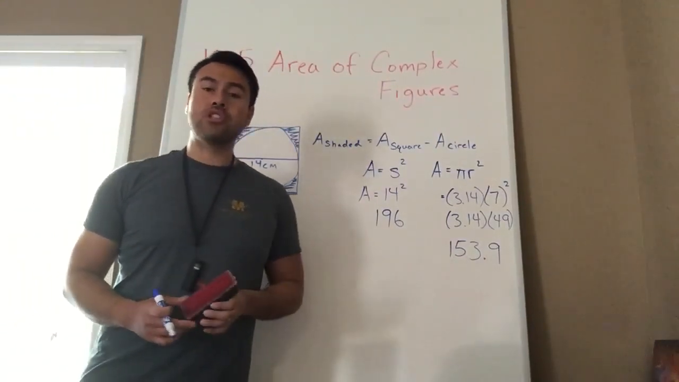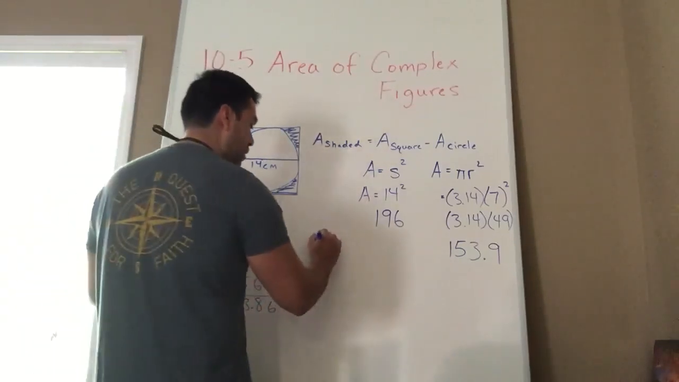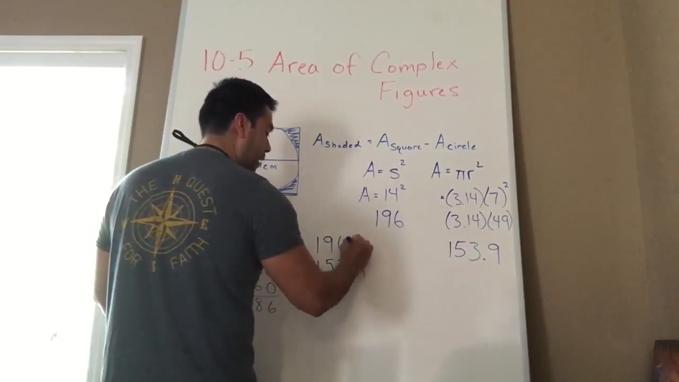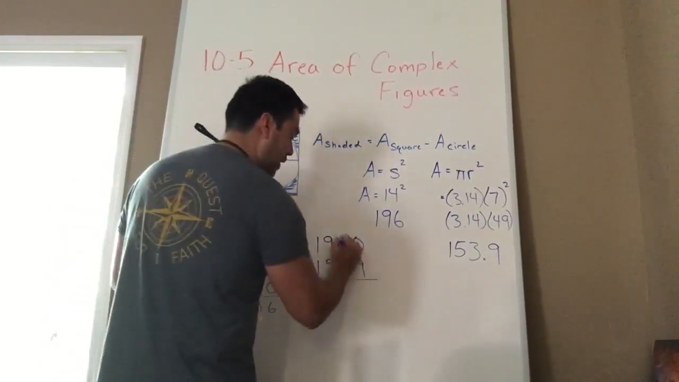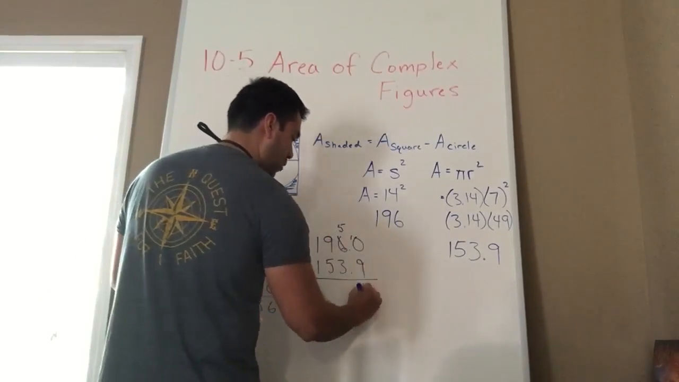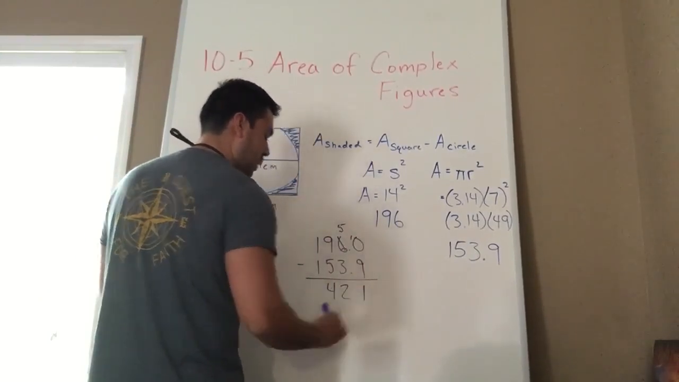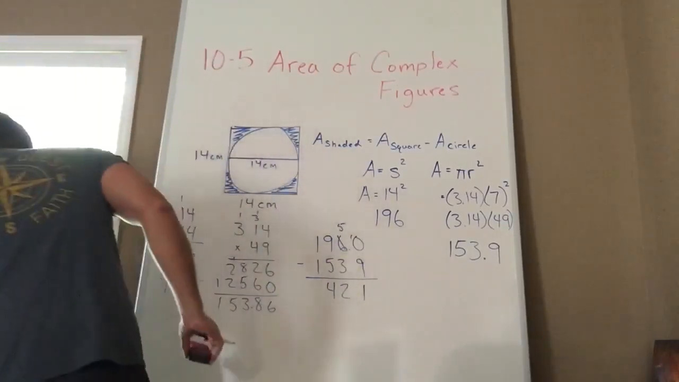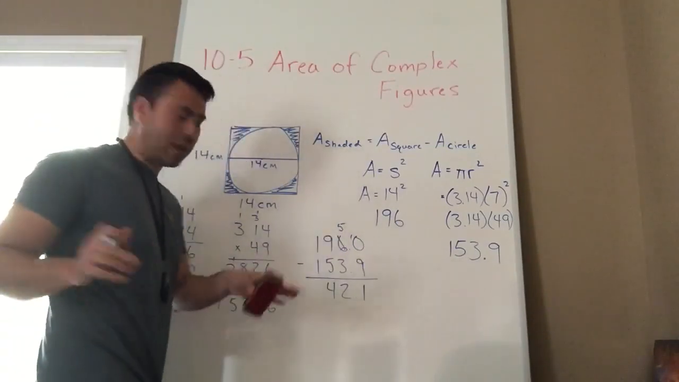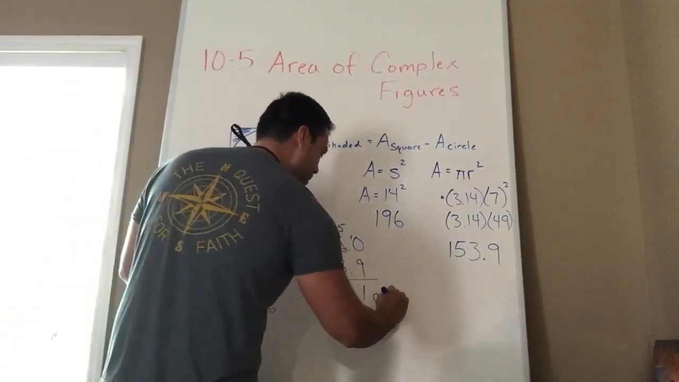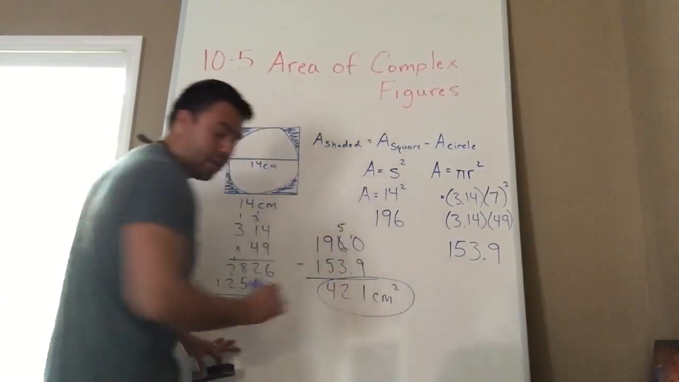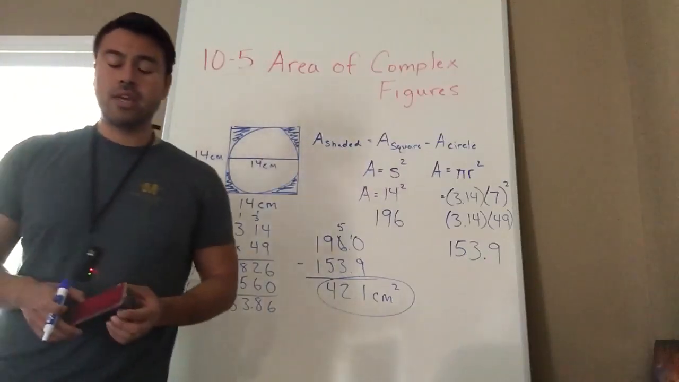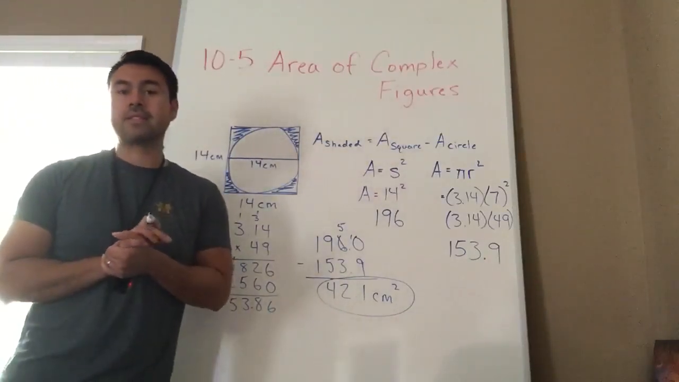If I want to find only the shaded portion, I subtract them. So I'm going to do 196 minus 153.9. Again, lining up the decimal points, and then borrowing when I need to. 1, 2, 4. So I get 42.1. And we're talking about centimeters. Excuse me, I sneezed right into that mic. But square centimeters. That is the area of the shaded portion. 42.1 square centimeters. So that one wasn't too bad, but that's what you're going to be doing.